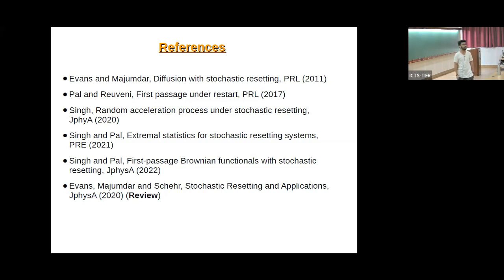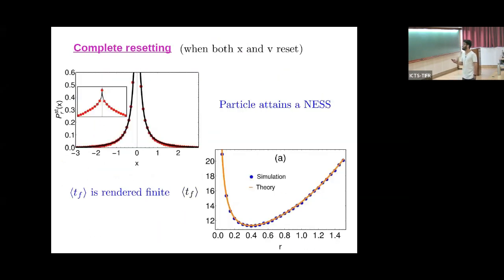Thanks for the interesting talk. Does this position to which you reset matter? Does XR matter? Yeah, it matters in the sense that where you get this peak value. I mean, this peak essentially appears on that XR where you are resetting. I see. Okay.